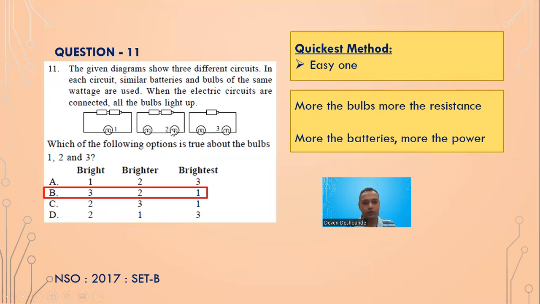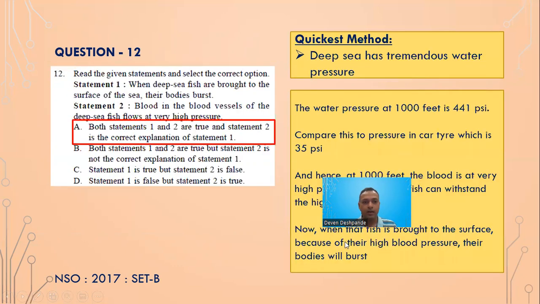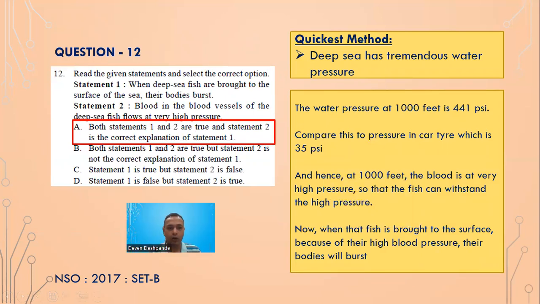Here there are 2 batteries and 2 bulbs, so there is more power. So the bulbs will be brighter. And here there are 2 batteries and a single bulb, isn't it? So more power and a single bulb. So this bulb will be the brightest. So the answer is 3, 2, 1. Bright, brighter, brightest.